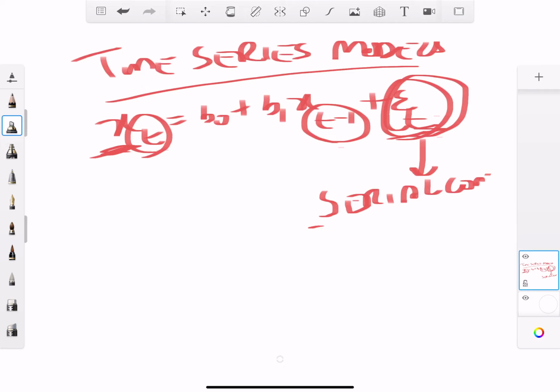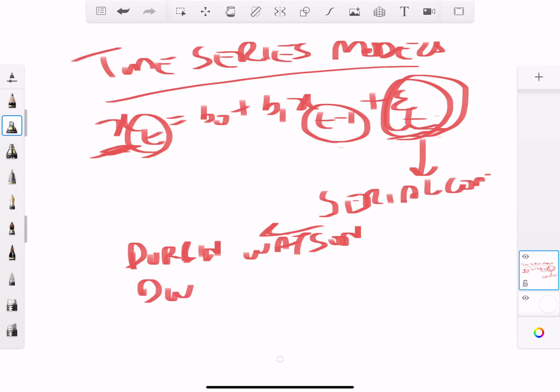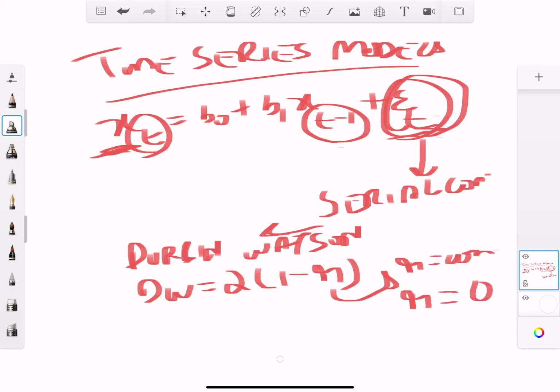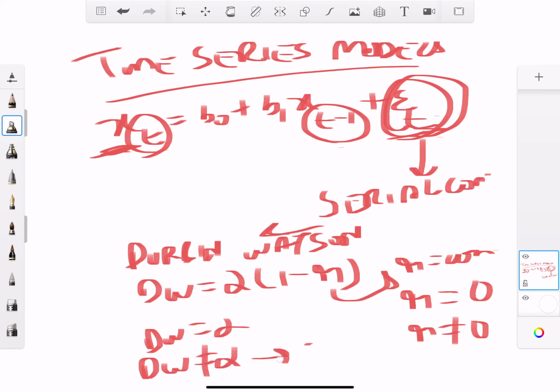So to test the serial correlation, we have something called the Durbin-Watson statistic or Durbin-Watson model, right? So Durbin-Watson is 2(1 - r). r is nothing but the correlation. So if the correlation is 0, then DW is going to be 2. If r is not equal to 0, which means DW is not going to be equal to 2, hence there is going to be a serial correlation.